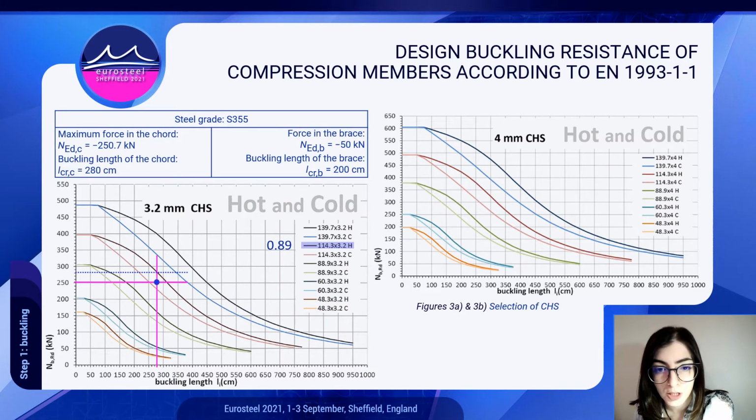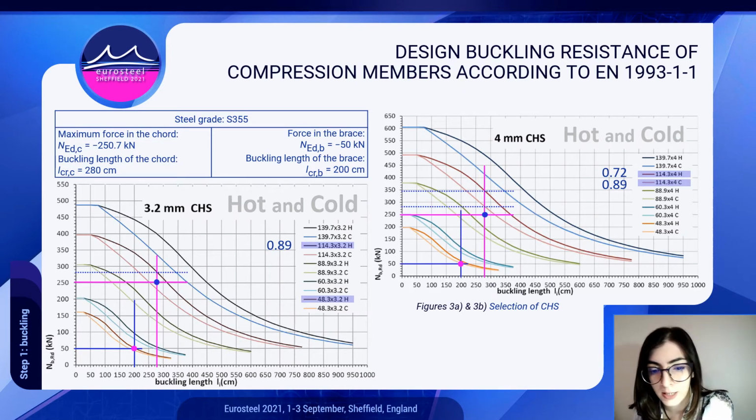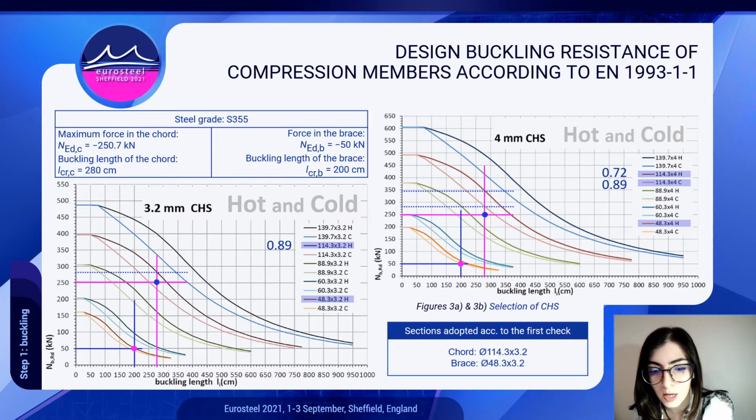We can repeat the procedure with the other set of buckling resistance curves, and in this case, if we use a hot finished circular hollow section, the most rational section is this one with a 0.72 utilization ratio, and if we use a cold formed circular hollow section, the most rational section is this one with a 0.89 utilization ratio. We can repeat the evaluation with the braces. Now, I won't be explaining that again. At the end of this first check, you can see the sections we adopted.